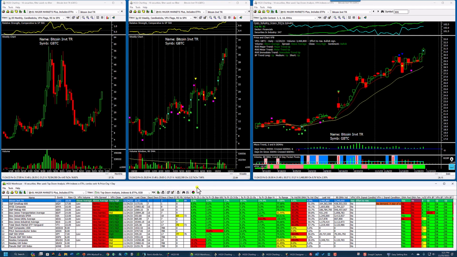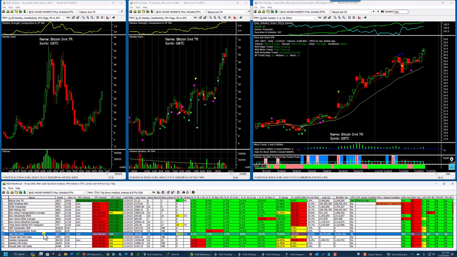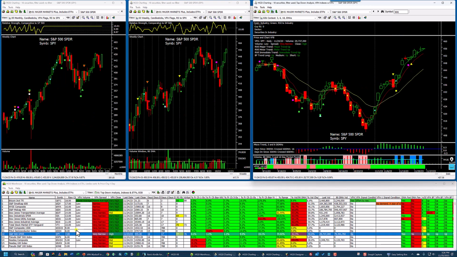And let me point out to you, what do I have up here? That's Bitcoin because it's on top. I'm going to pass by Bitcoin, and I'm going to go to the SPY. Now, using the warehouse information that I pointed out in one of the prior videos, there's all the information that I need right through here. The SPY shows that the volume on Friday was low.